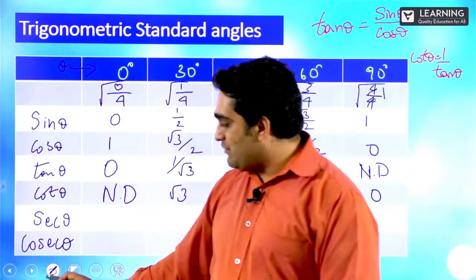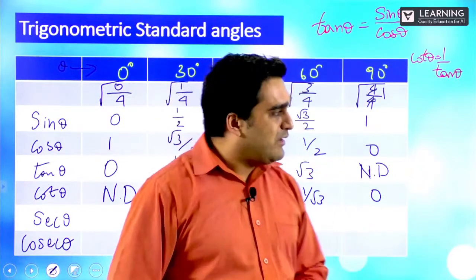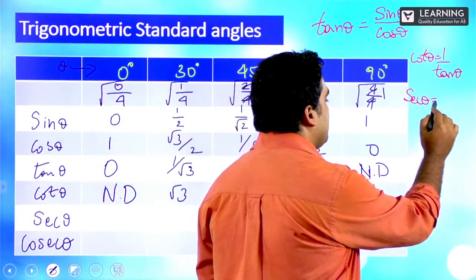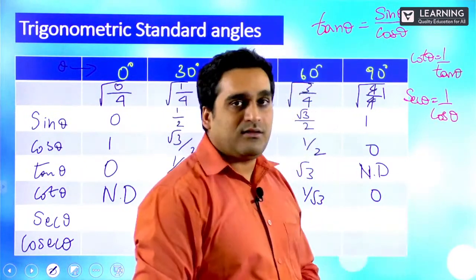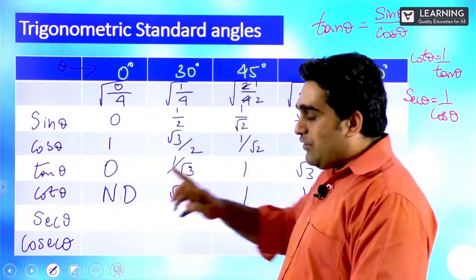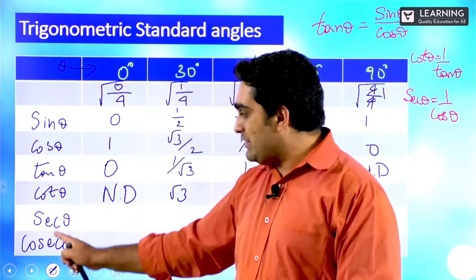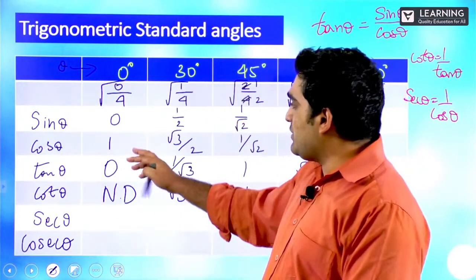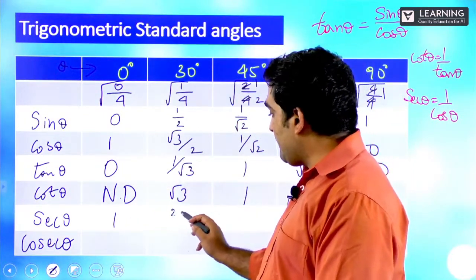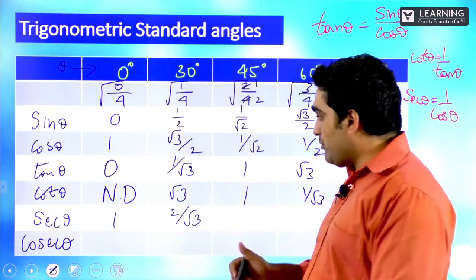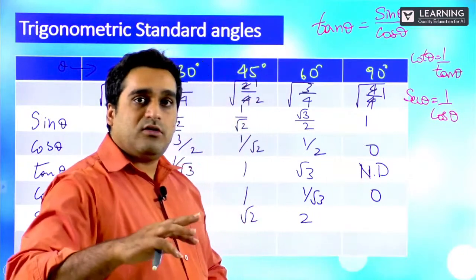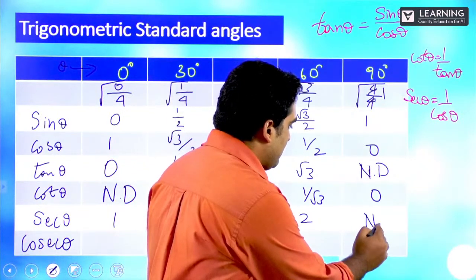Secant theta, a fun relation for secant theta. Secant theta is closely related to cosine. So secant theta is equal to 1 by cos theta. Whatever value you have for cos theta, take the reciprocal, and that will give you the value for secant theta. This is already known to you, I'm just revising it one more time. So 1 by 1 is still 1. Root 3 by 2 becomes 2 by root 3. 1 by root 2 reciprocal becomes root 2. 1 by 2 reciprocal becomes 2. And 1 by 0 is not defined.